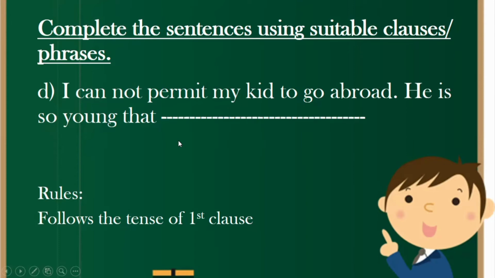And we have to follow another rule. Here you can see one rule: it follows the tense of the first clause. Who follows when we have this kind of connector? So dot dot that. When we have so dot dot that, this kind of connector, they follow the tense of the first clause. Here the first clause is he is young. He is young is the first clause, and it is in present indefinite tense. So we have to use present indefinite tense to complete the rest of the sentence, in the next clause. So we should use another clause which is in present indefinite tense.